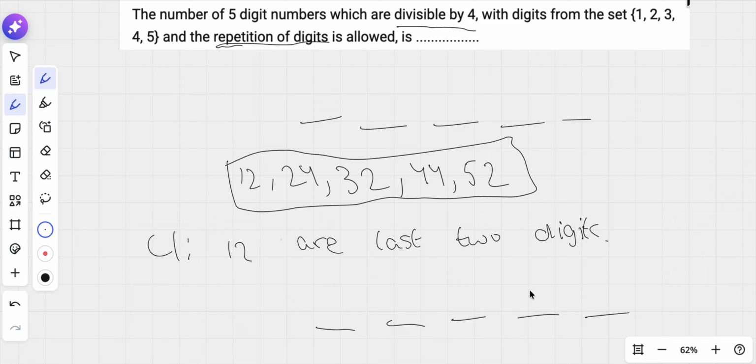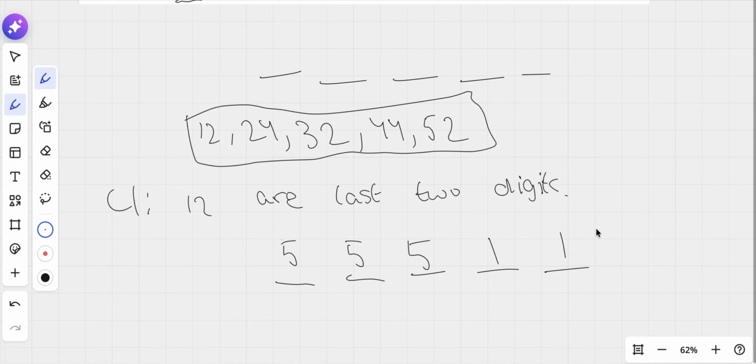If 12 are the last 2 digits, that means the last 2 places occupy one place each. This can only be filled in one way, which is 2, and this can only be filled in one way, which is 1. That leaves us with the rest of the 3 places, each of which can be filled with any of the 5 digits. So the total is going to be 5 cube, which is equal to 125. This is from case 1.